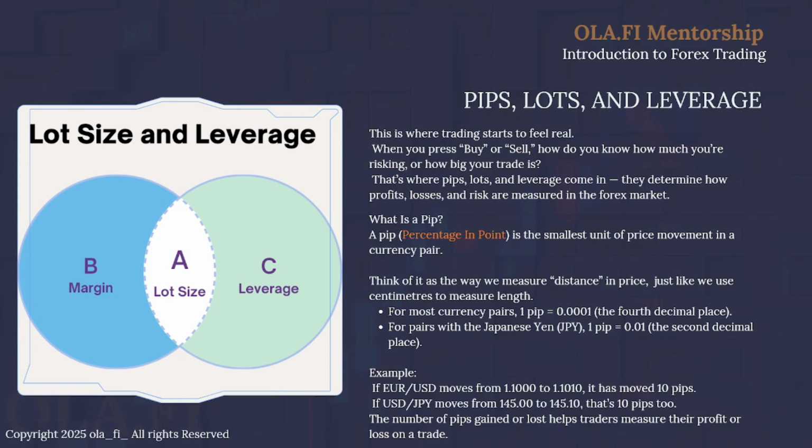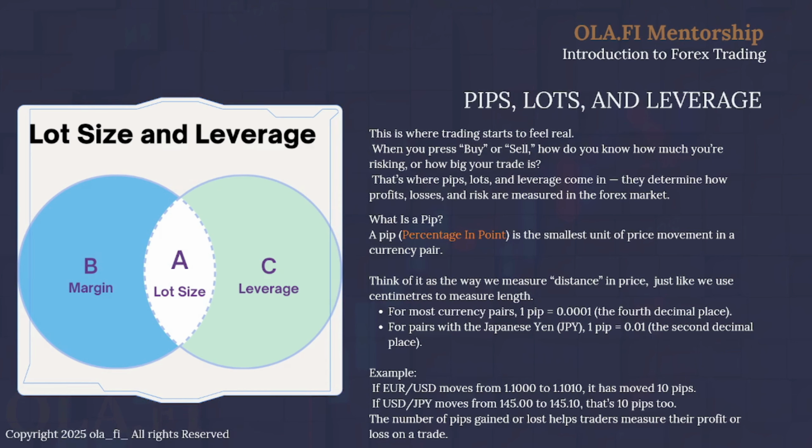However, for currency pairs with JPY as their quote currency, it is the second decimal place, so it is 0.01. You will understand this further as we move on. So if EUR/USD moves from 1.10000 to 1.1010, that's a 10 pip movement. Remember, it's in the fourth decimal place.